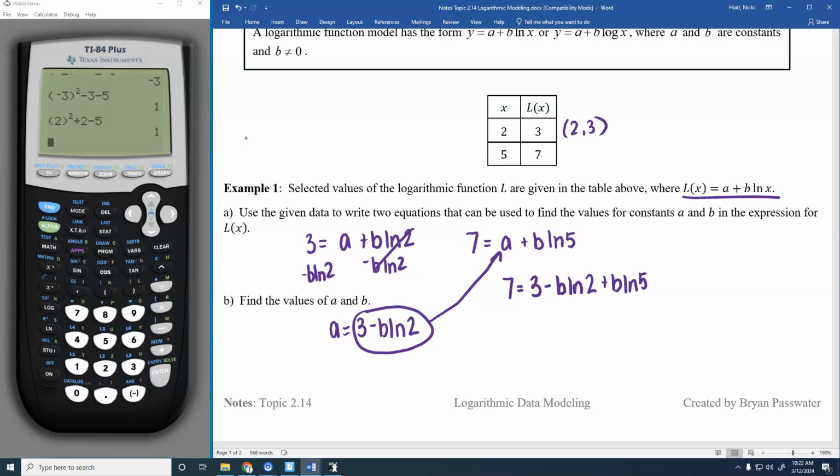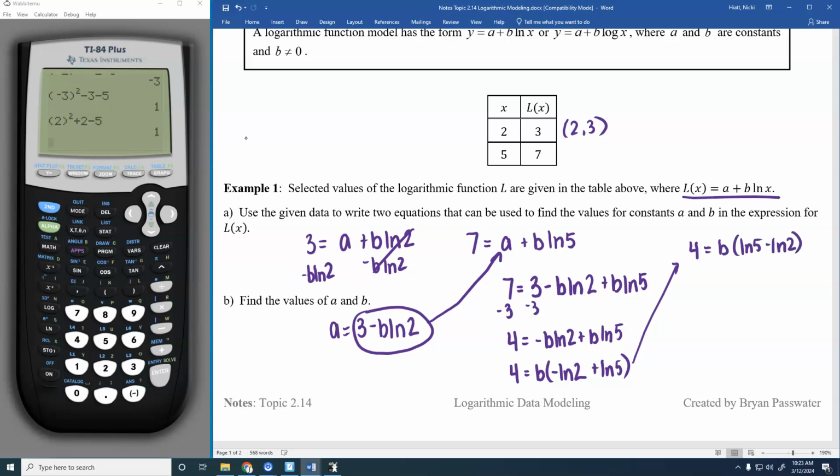So what I would do for this, first thing I would subtract this 3, because it's in the way. And I would have 4 equals negative b natural log of 2 plus b natural log of 5. And both of these have b's with them. So I would factor out a b. Okay, so we're taking a b out, which will give us negative natural log of 2 plus natural log of 5, which I am going to write this way. 4 equals b, we'll write natural log of 5 minus natural log of 2.